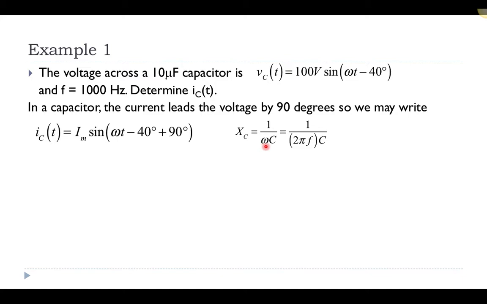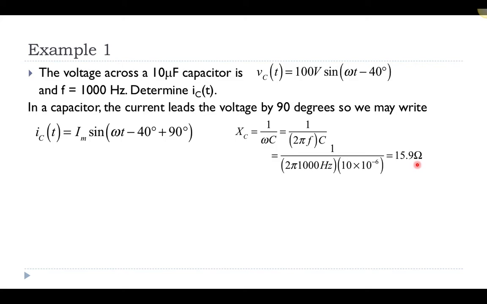In this case, I don't know the angular frequency. I know the actual frequency is 1,000, and the angular frequency is 2 pi times the frequency. So I can plug in those values: 2 pi times 1,000 multiplied by the capacitance, which is 10 microfarads, so that's 10 times 10 to the minus 6. I multiply those values, and then 1 divided by that, I get 15.9 ohms.